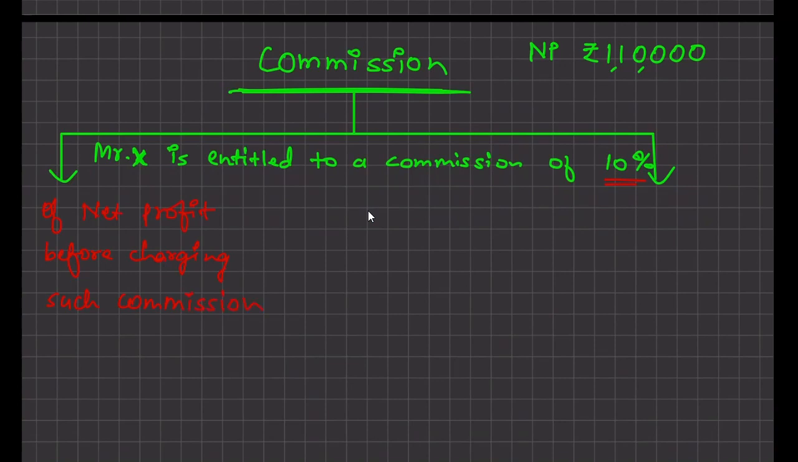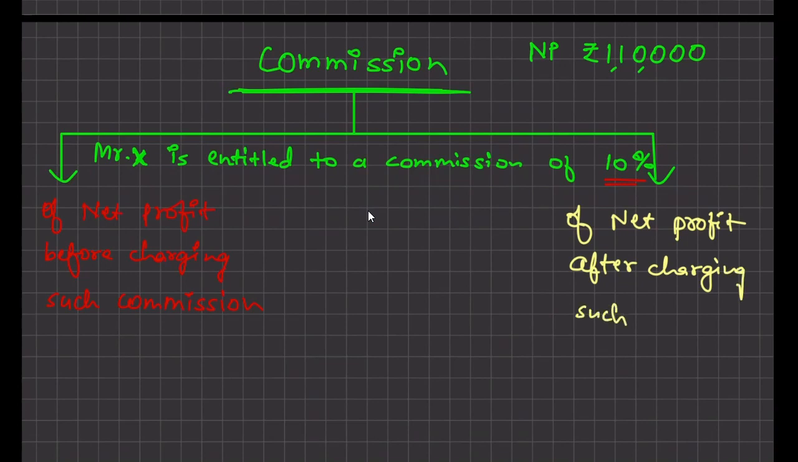And in another case, they say 10% of net profit after charging such commission. Both the things are very, very different, and the treatment will also be different. So that is why I need to take a separate scenario to explain how the treatment would work, because the net profit right now is 1,10,000.